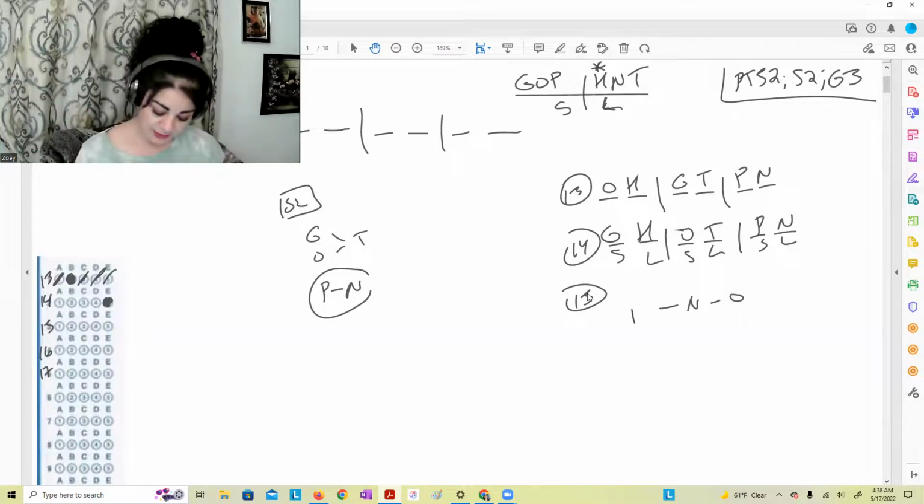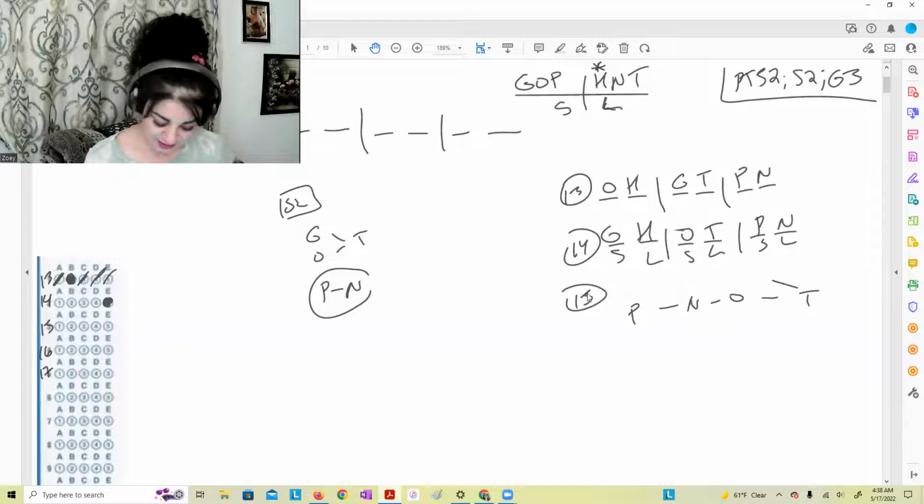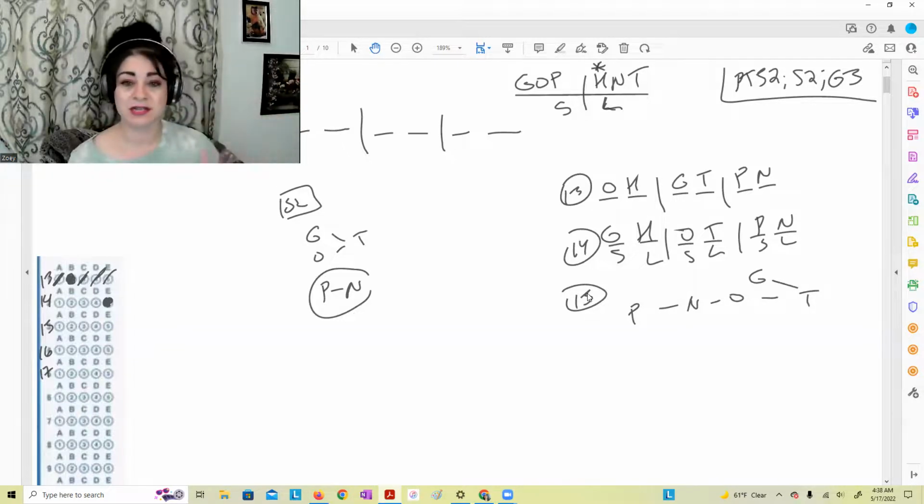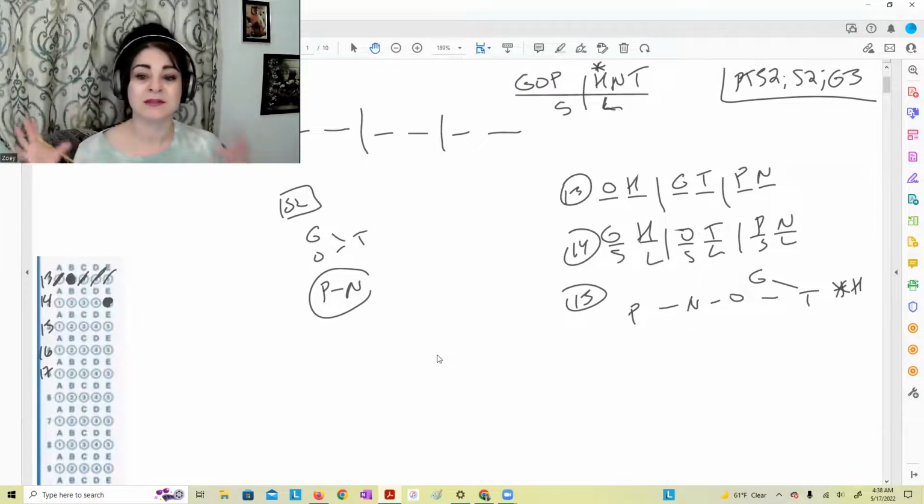I also know that P comes before N. I also know that T has to come after O. I also know that G would, I guess, go running off to the side there. G just has to come before T. It doesn't need to be before anything else, but it needs to be before T, so it can just hang over there. And then H would be the only thing left, and could just go anywhere. So this would be a whole system that describes how all 6 of my variables relate to each other.